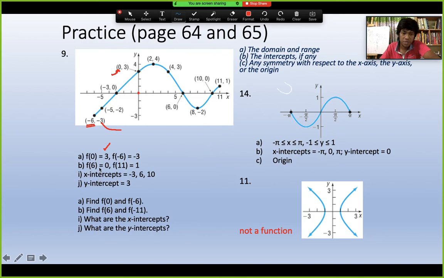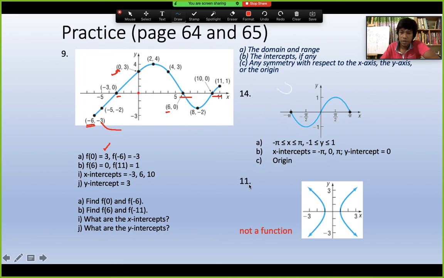Then f of 6 equals 0. F of 6 means the x value is 6, then the y value is 0. You go, see, the x value is 6, and the y value is 0 here. This way we can look at all of them. What are the x-intercepts? The x-intercepts are here, here, here. They are the x-intercepts. How do we know? Because our y value is 0. If the y value is 0, they are the x-intercepts. And if the x value is 0, they are the y-intercepts.